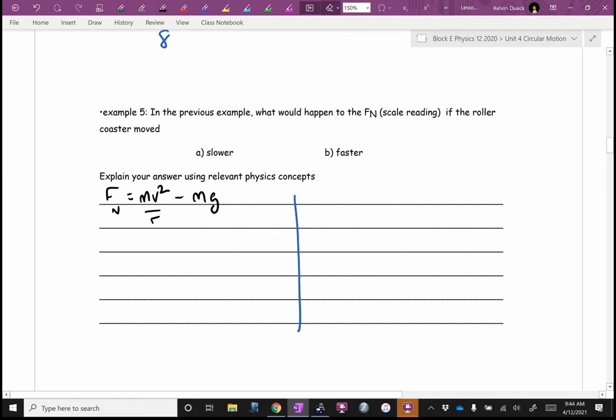If we go slower, which one of these variables changes? Be obvious. V? Bigger or smaller if we go slower? Smaller. Okay, so as V decreases, if this number got smaller, what would happen to this answer? First of all, as this answer gets smaller, what would happen to this answer? The slower the roller coaster goes at the top, the lighter you'll feel.